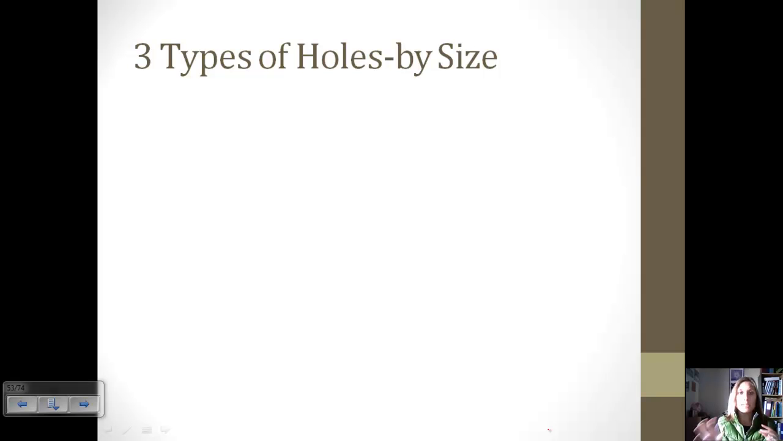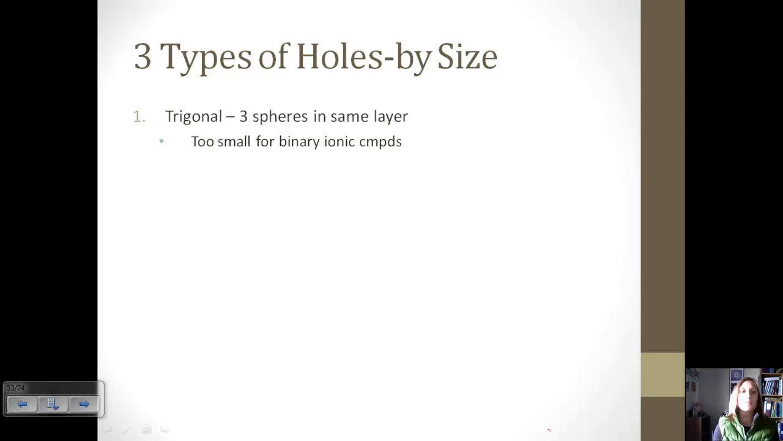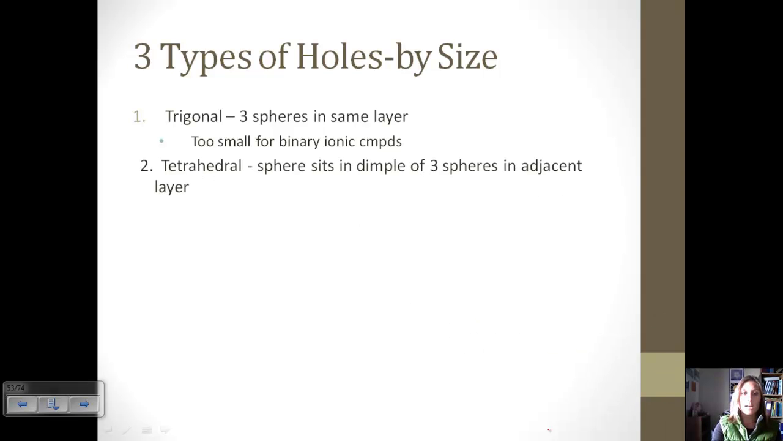Okay, there are basically three types of spaces for those cations to go. The first is trigonal, and this is where we have three spheres or three atoms in the same layer. The holes between these are too small for binary ionic compounds. The other example is tetrahedral. This is where the sphere sits in a dimple of three spheres on an adjacent layer. So we have three on the bottom layer, 1, 2, 3, and then our fourth one is going to fit in the center on the top.